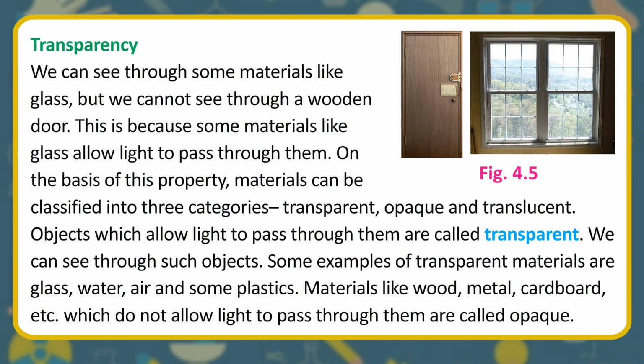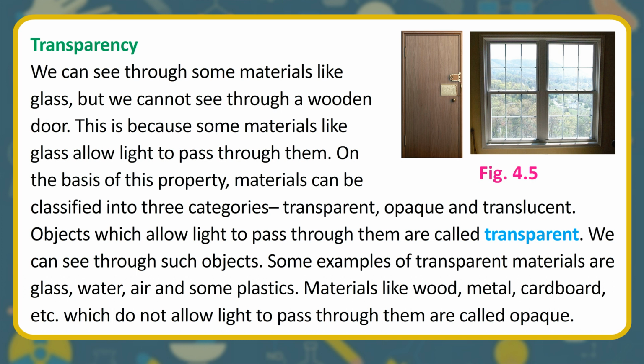Transparency. We can see through some materials like glass, but we cannot see through a wooden door. This is because some materials like glass allow light to pass through them. On the basis of this property, materials can be classified into three categories: transparent, opaque and translucent. Objects which allow light to pass through them are called transparent. We can see through such objects. Some examples of transparent materials are glass, water, air and some plastics.